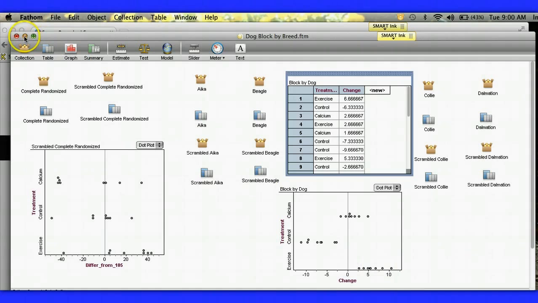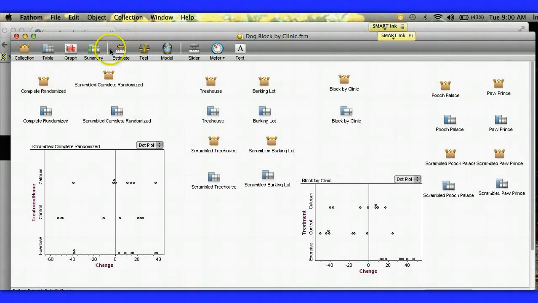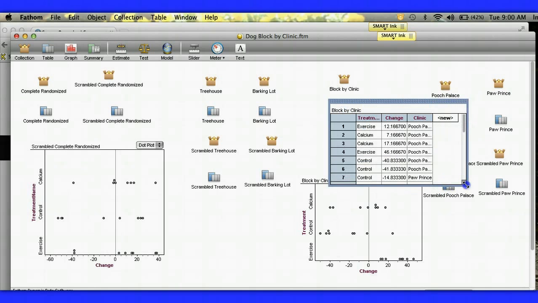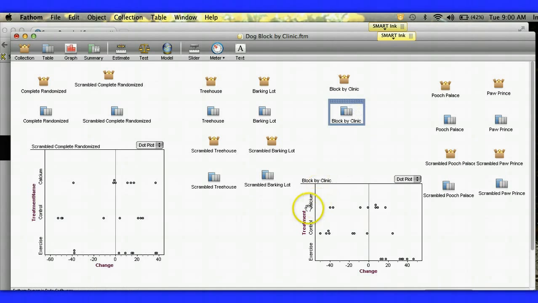So what about blocking by clinic? Well, I did the same thing, a completely randomized design. We can see it looks like there's no difference in that control. The exercise or calcium doesn't help. But then I did the same exact thing and blocked by clinic and looked at the change based on the clinic. When we looked at the clinics, we can see that exercise helps, even if we block by clinic. So that's technically what should have happened when we did the dog blocking exercise in class last week.